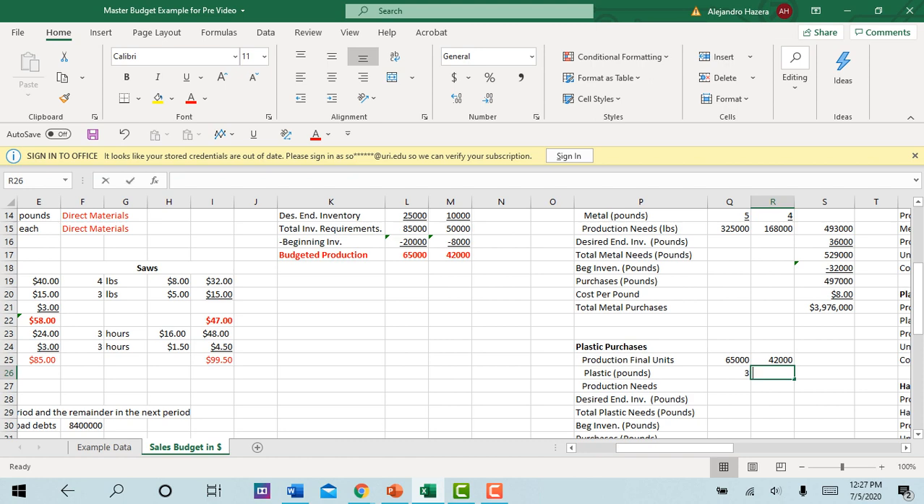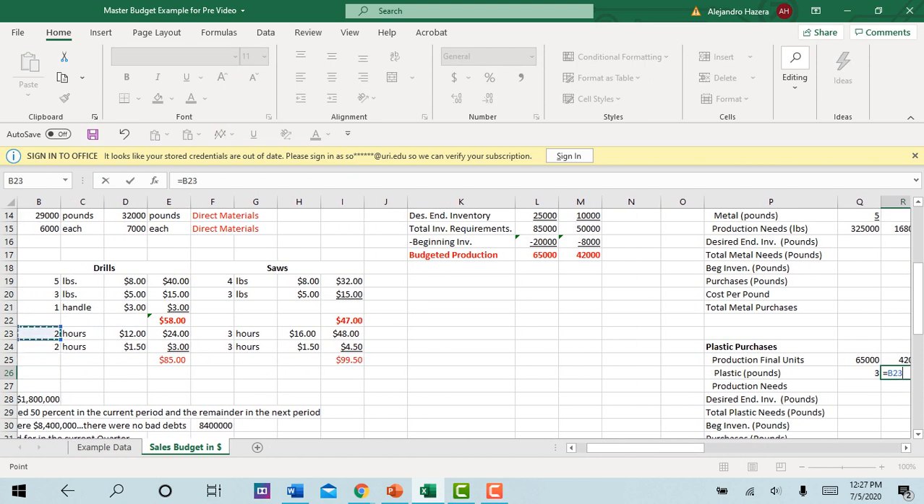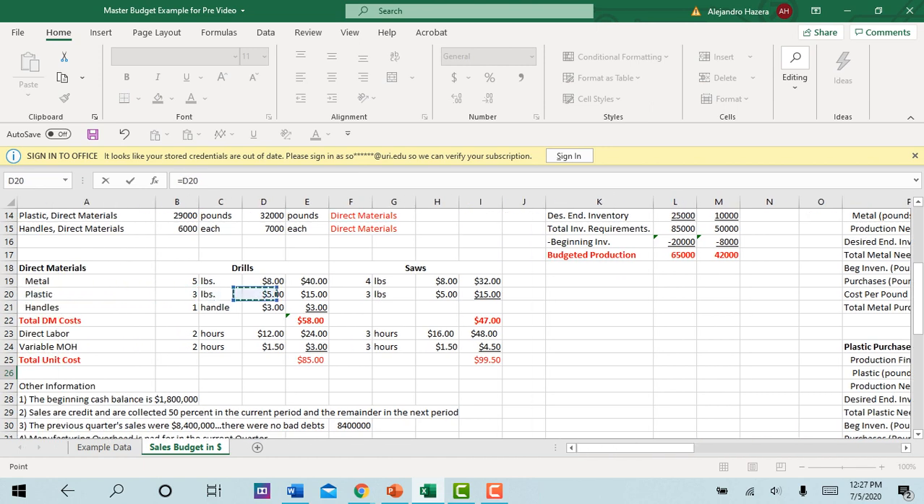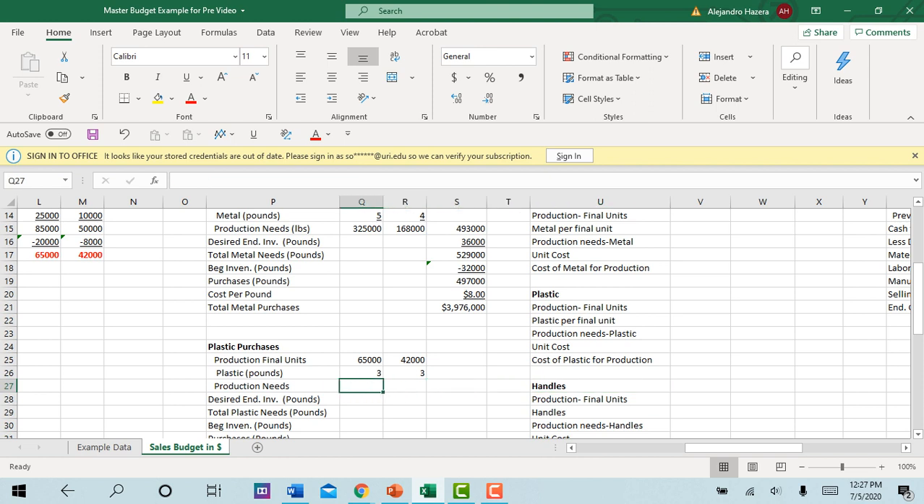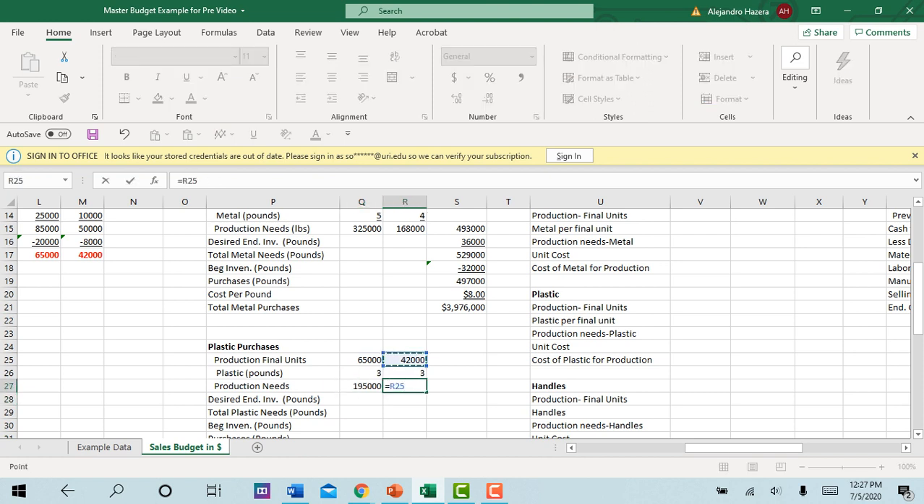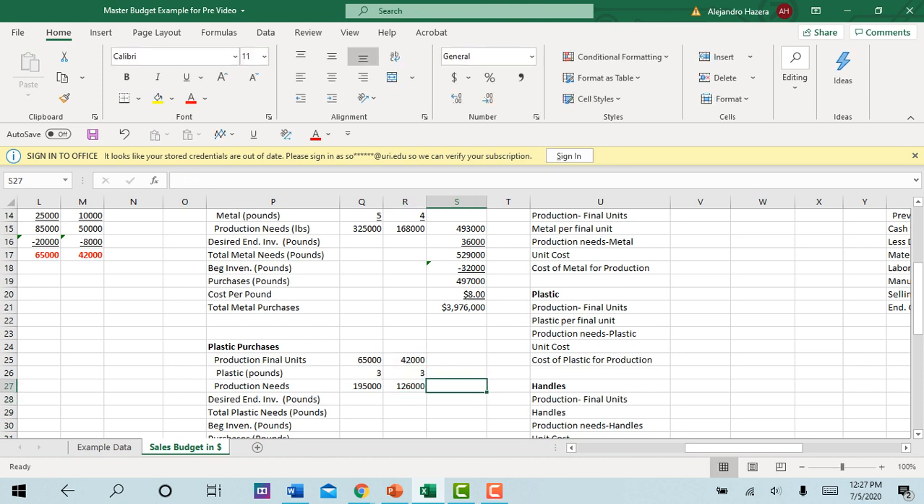And for the drills, each one of the drills, excuse me, that's the drills. And then for the saws, it looks like it's also 3 pounds of plastic. Okay, so our total plastic needs are going to be, for the drills, 65,000 times 3, which gives you 195,000 pounds of plastic. And then 42,000 times 3, that's going to give us a total of 126,000 pounds of plastic.